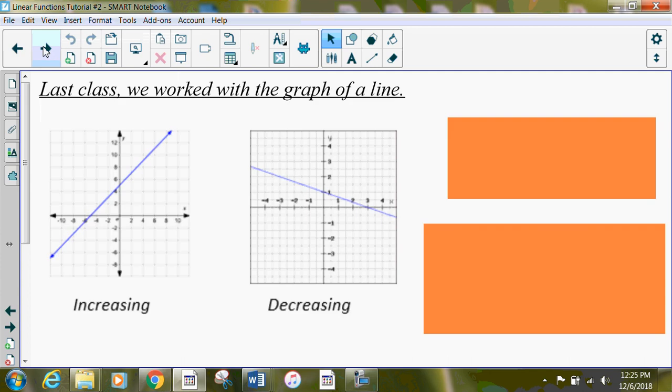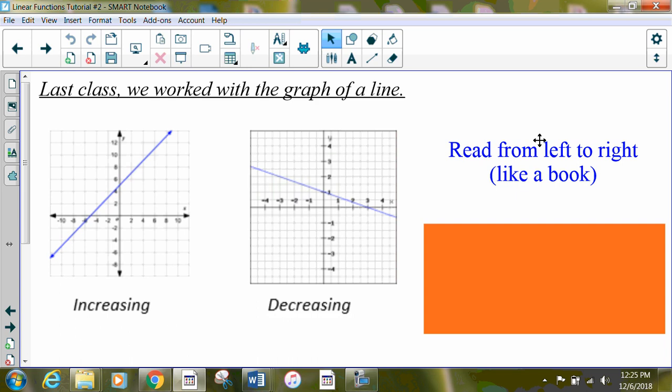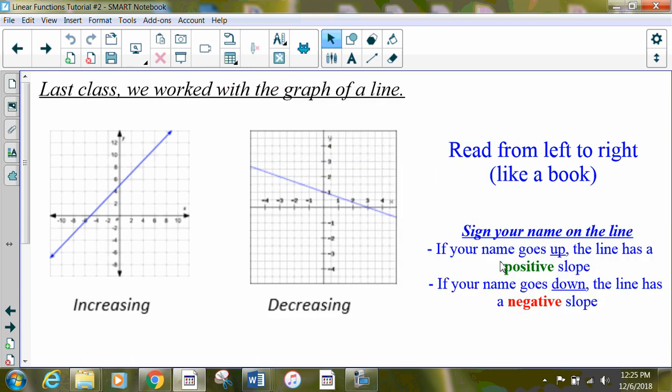So last class, we worked with the graph of a line. We saw that a line could be either increasing or decreasing. To find whether it was increasing or decreasing, we could read it from left to right like we read a book, because everybody in the world reads graphs from left to right. Or we could sign our name on the line, and if our name was going up, the line has a positive slope, and if our name was going down, it has a negative slope.